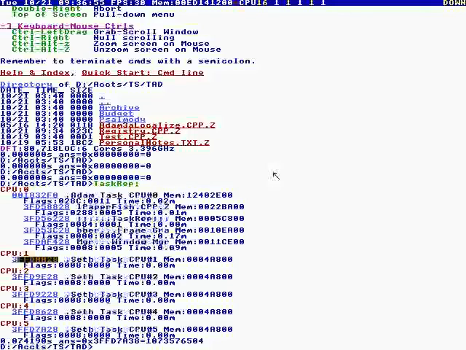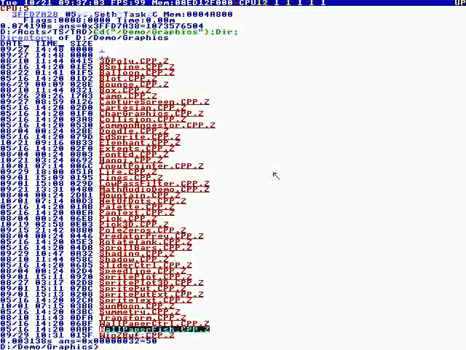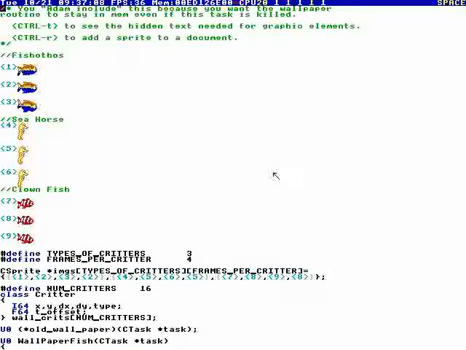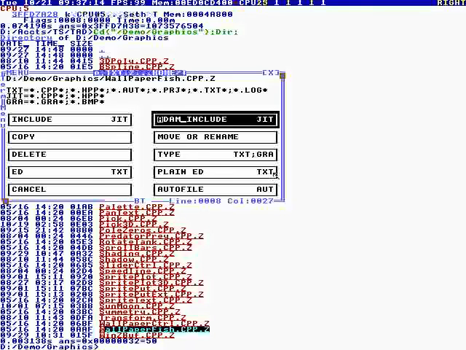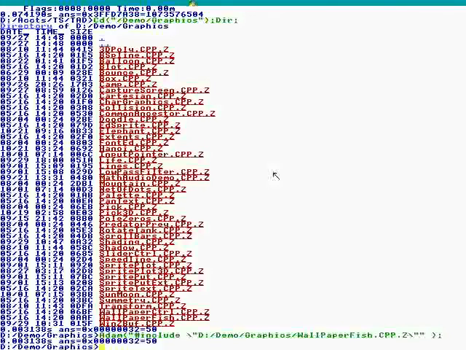So we hit Shift F5. This is something I almost never use, to be quite honest. But Shift F5 is there if you need it. So we say Shift F5, or we can say include or Atom include. Atom include. Adam is like Adam and Eve, the father of all tasks.